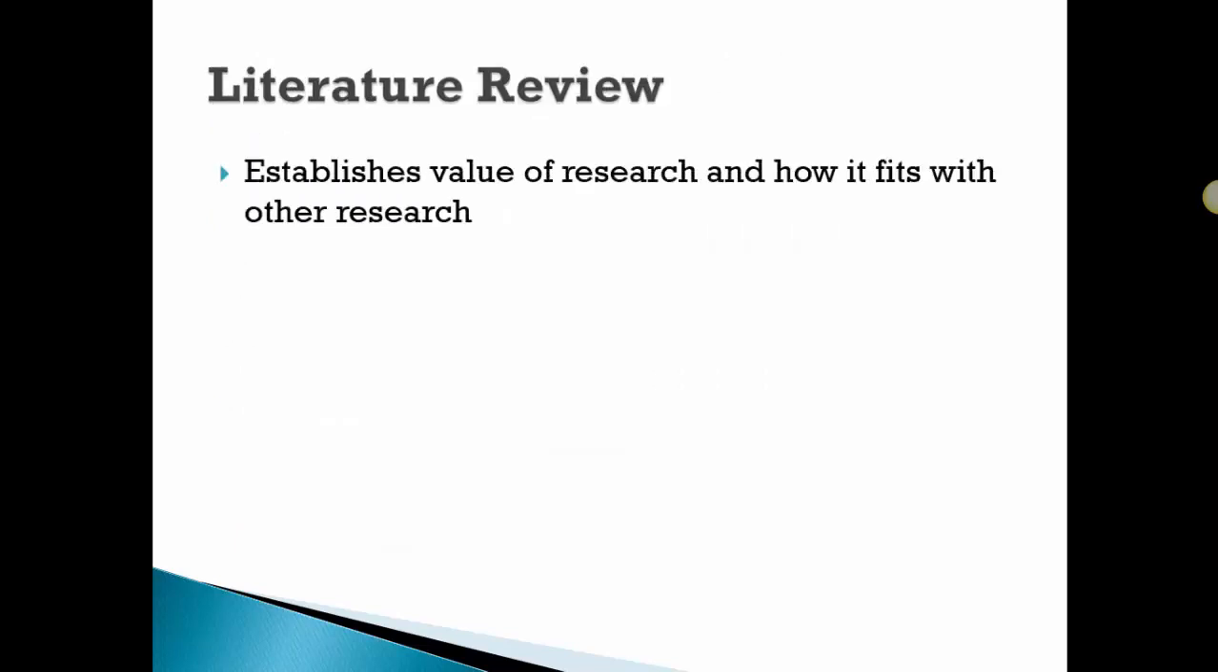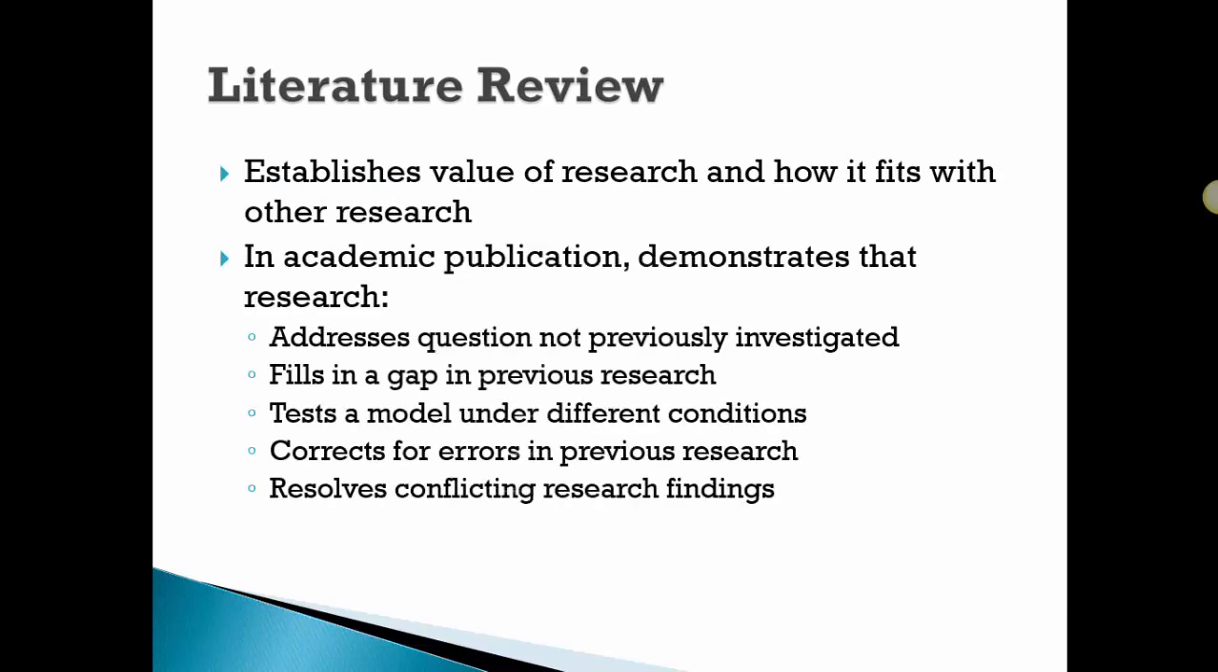The literature review establishes the value of the research and how it fits in with other research that's already been conducted. In an academic publication, it demonstrates that the research answers a question not previously investigated or fills in a gap, tests a model under different conditions, corrects for errors in previous research, or resolves conflicting research findings. You're generally not going to publish something that says exactly what another research paper already says.